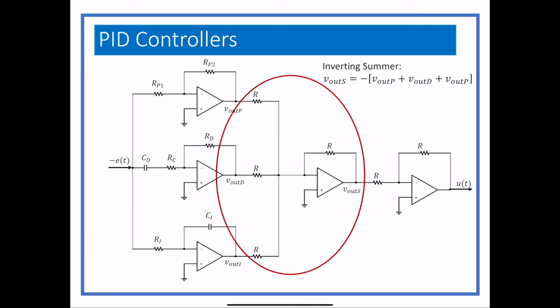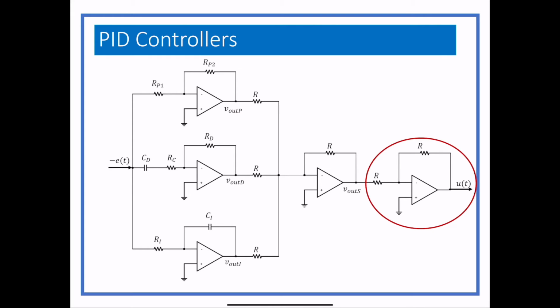The last stage, the only thing it does is it inverts the signal, because we made it negative coming out and going through the summer. So the last stage is just an inverter that reinverts it and makes it positive to send it back into the process.